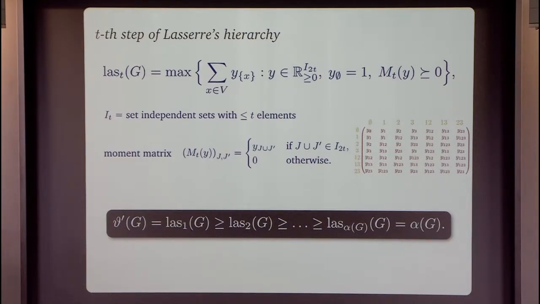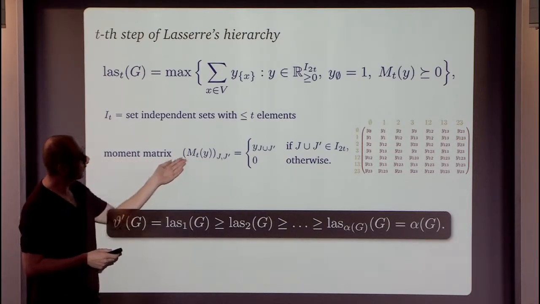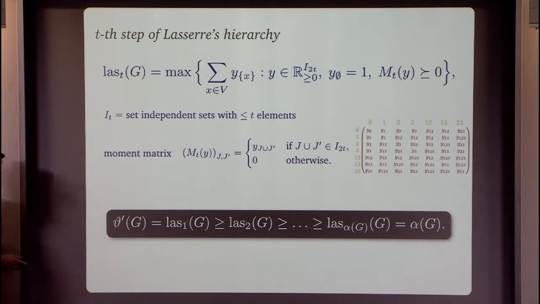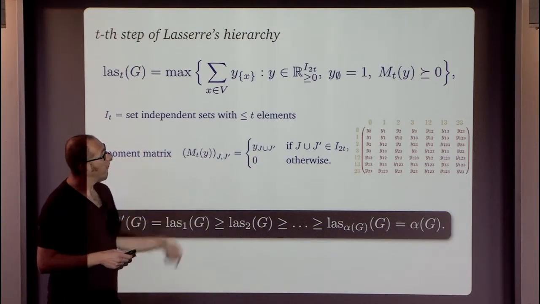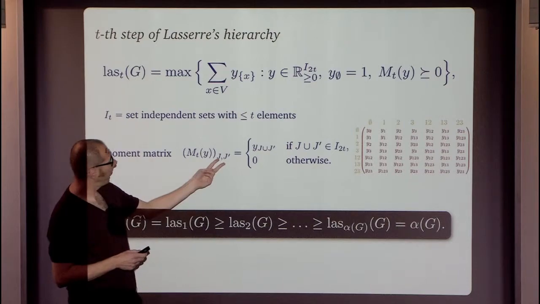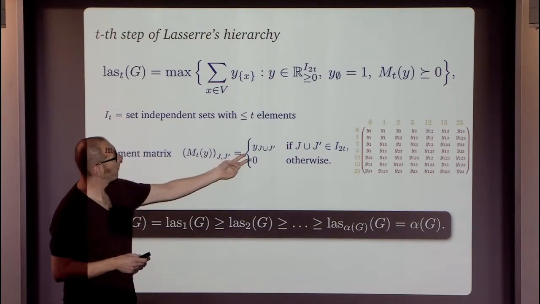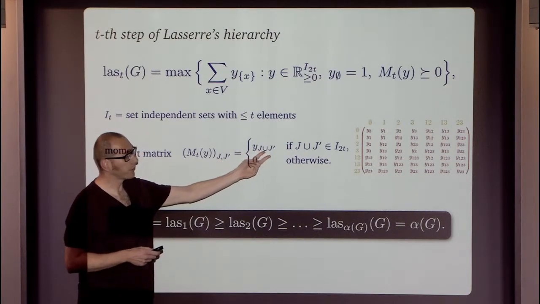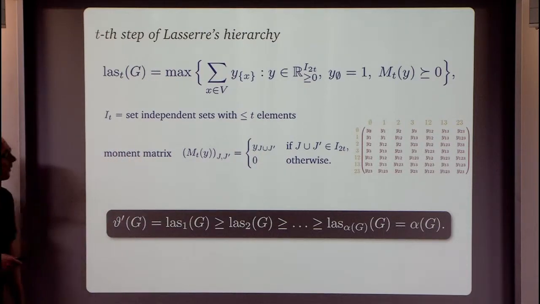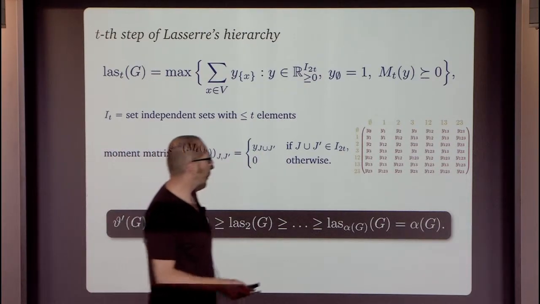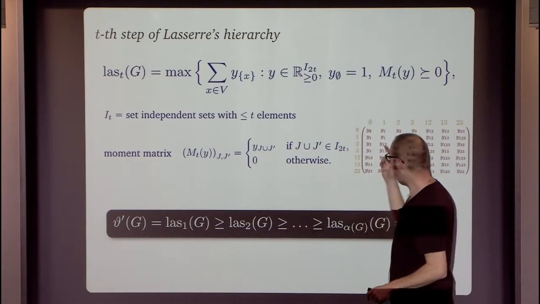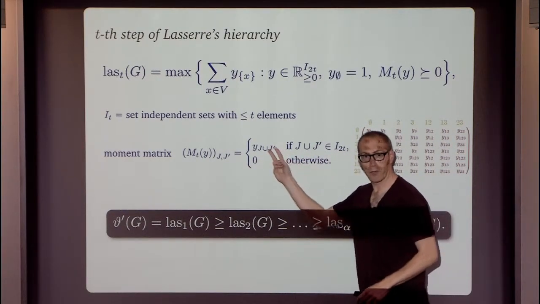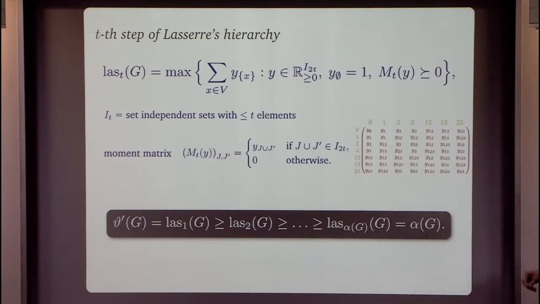So the moment matrix I've given you here, the moment matrix of order t, the entries are indexed by the subsets, and then at index J, J prime, you have y of J union J prime. So it's a special matrix where the entries only depend on the union of the indices.